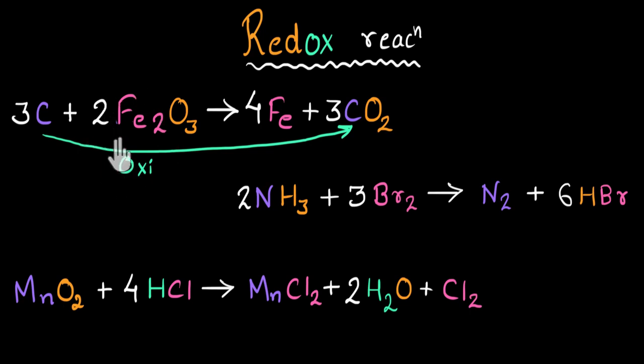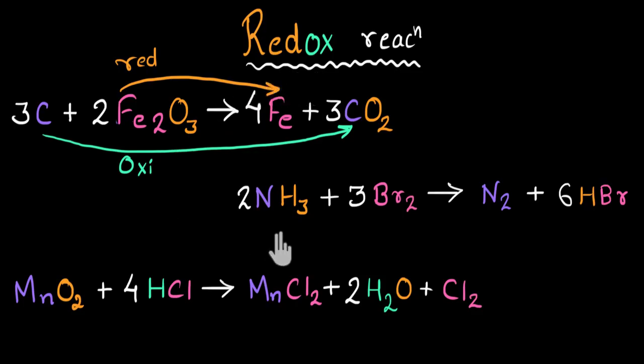Now let's focus on iron. Iron was combined with oxygen, but during the course of the reaction, iron has lost all of its oxygen. So iron is losing its oxygen. And we know that loss of oxygen is reduction reaction. So iron is going under reduction reaction. And since both oxidation and reduction are happening in the same reaction, this is also an example of redox reaction.